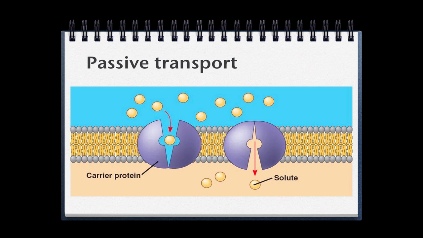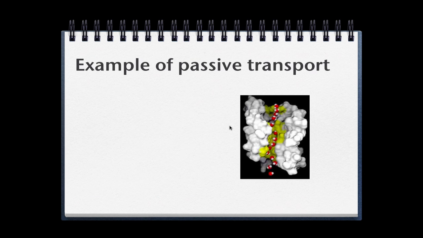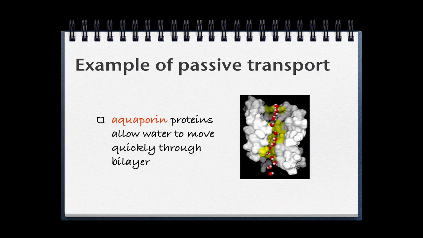Here's a picture showing you passive transport. We have a carrier protein embedded in the phospholipid bilayer. We have some solute molecules concentrated on the outside of the cell in the environment. And as you can see, this carrier protein has the ability to change its shape and allow the solute molecules to diffuse inward into the cytoplasm, which is down their concentration gradient, which is free. It requires no energy.